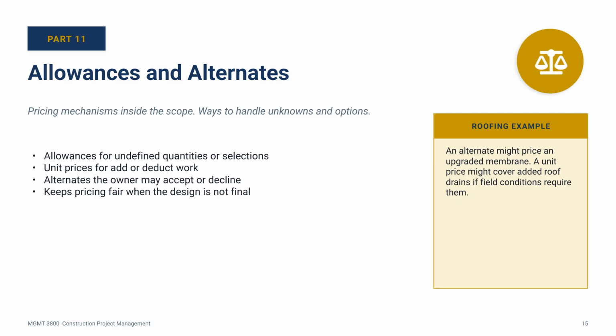A unit price covers add or deduct quantities. If we end up needing 3 more roof drains in the field because of conditions we did not see during design, the unit price tells us exactly what each one costs. An alternate is an option the owner can accept or decline at award. Maybe the base scope has a standard membrane and an alternate price is an upgraded membrane with a longer warranty. The owner can choose at the right moment. These tools let scopes handle uncertainty without breaking the procurement.